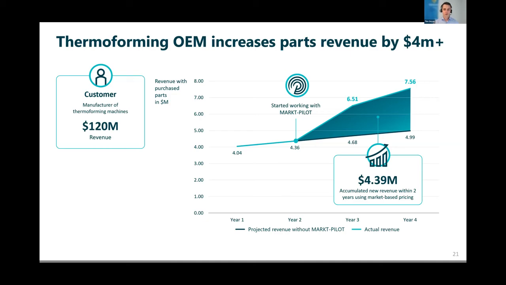They looked at their portfolio. They realized, oh, there's actually a significant portion of the business where we could increase our prices without scaring off customers. So they did that. And by the end of year 4, they actually had 7.56 million in annual purchase parts revenue. So they increased their revenue by about 4.4 million in those 2 years just by applying the pricing.